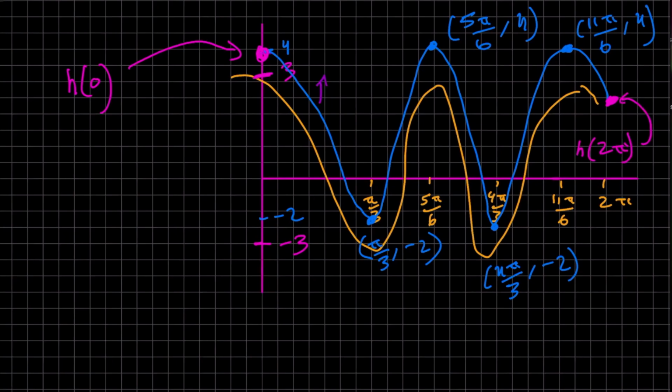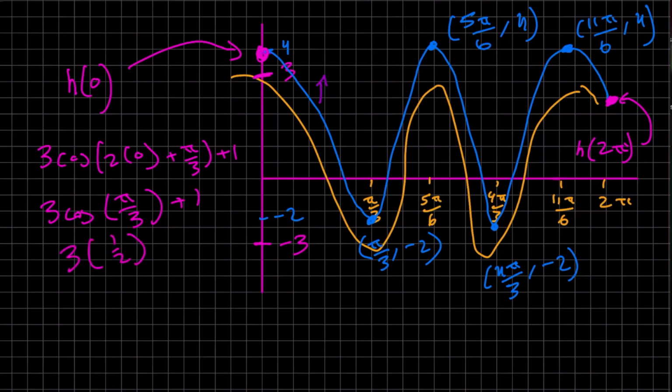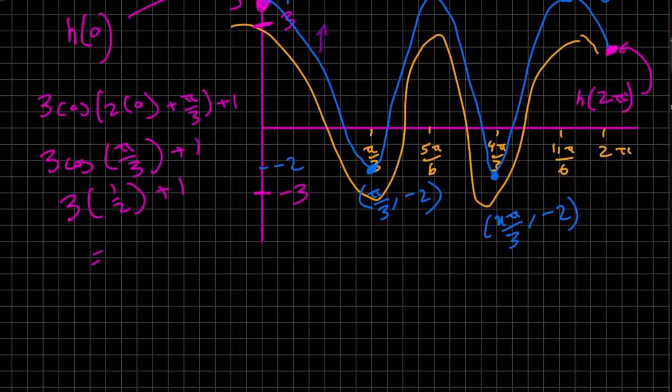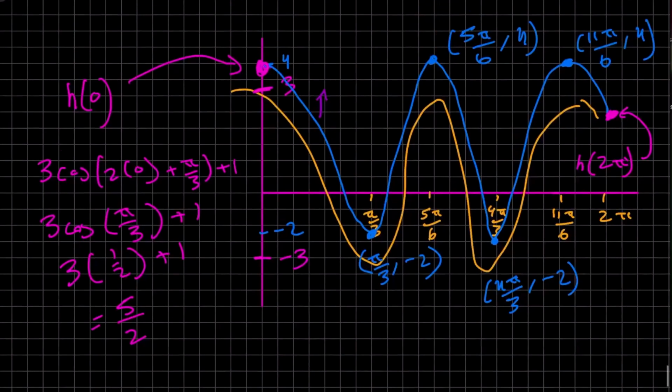So let's start with x equals 0. This should give us 3 cos of 2 times 0 plus pi on 3, plus 1. The 3 cos of 2 times 0 plus pi on 3 is just 3 cos of pi on 3 plus 1, which should equal, using our exact values, 3 times a half plus 1, which simplifies to 5 over 2. So this endpoint coordinate here would be 0, 5 over 2.